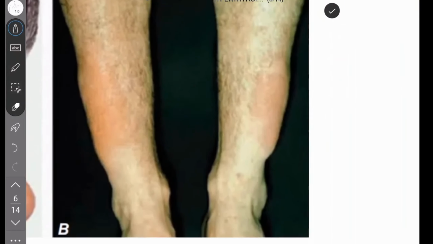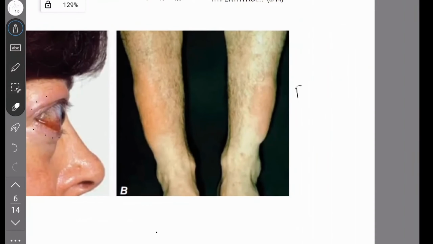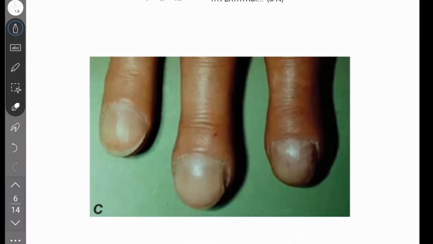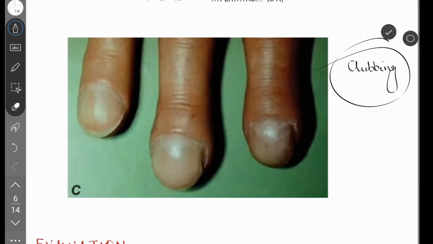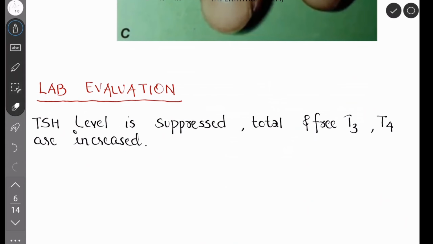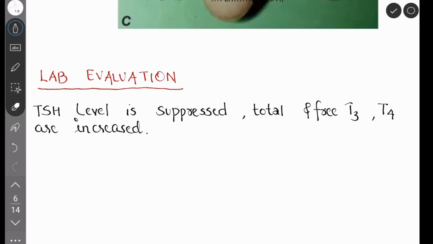This is another dermopathy seen in the pretibial area. This is the pretibial myxedema. Next comes this, the clubbing. Clubbing is not a dermopathy, it's an acropathy. Clubbing, acropathy.